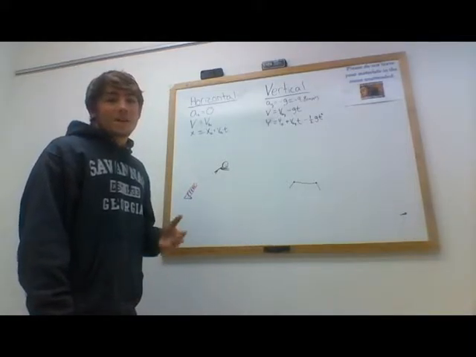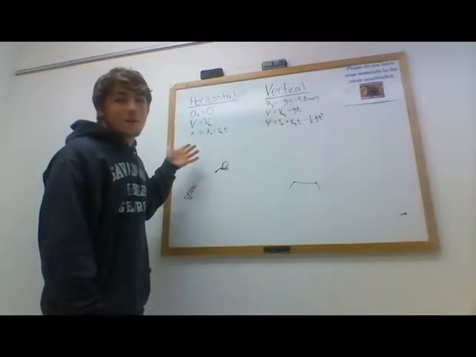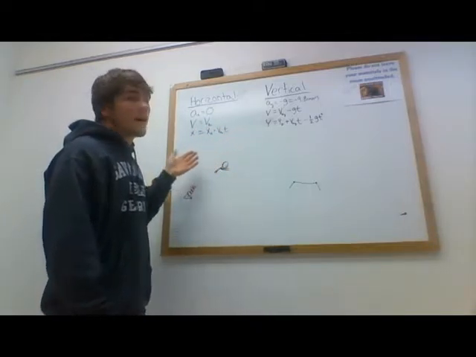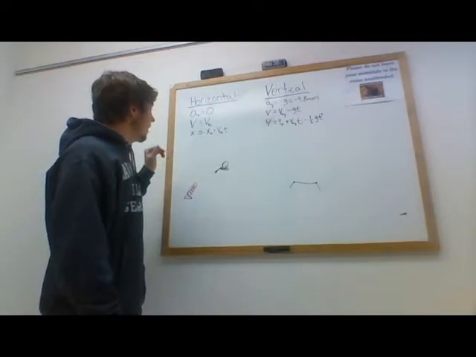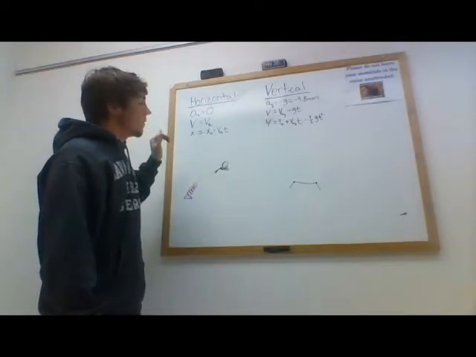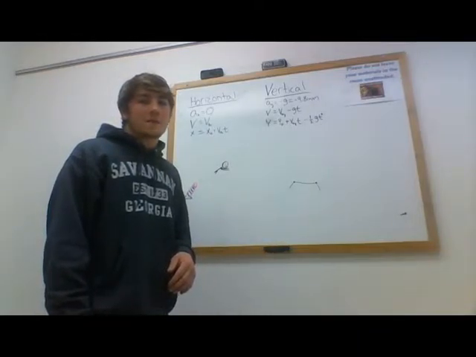So, in projectile motion, there are two different factors, which are horizontal motion and vertical motion. And we've written down the equations on the board, as you can see. For horizontal motion, we know that it is a constant velocity due to Newton's first law, that objects in motion stay in motion.